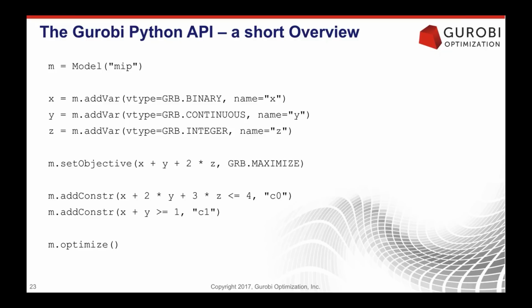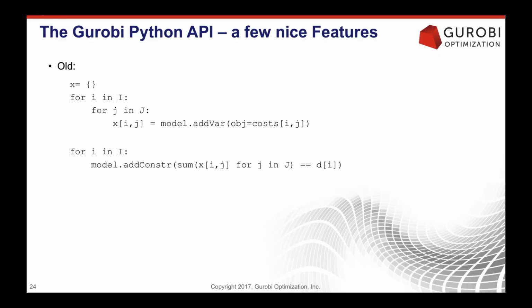Once you have built up your model, you will just have to call m.optimize, which is the optimize method of the model object. But of course, your models will not be that easy, and they will not just have 3 variables and 2 constraints. So in the end, you will have to deal with much more complex models.